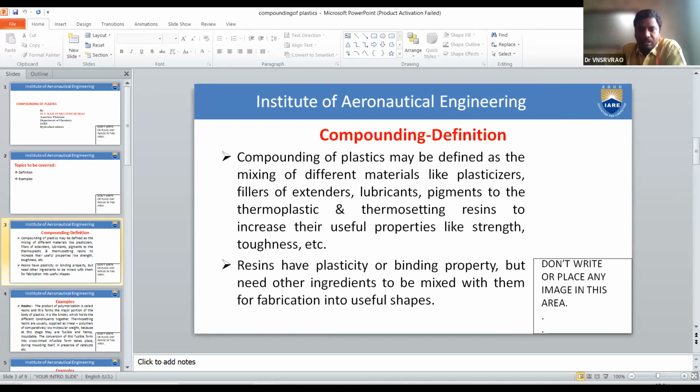Because of this castor oil, what happens? Movement takes place in the plastics. Okay, so that is to improve the flow property of the plastics. Okay, so this is about the second ingredient, plasticizers.